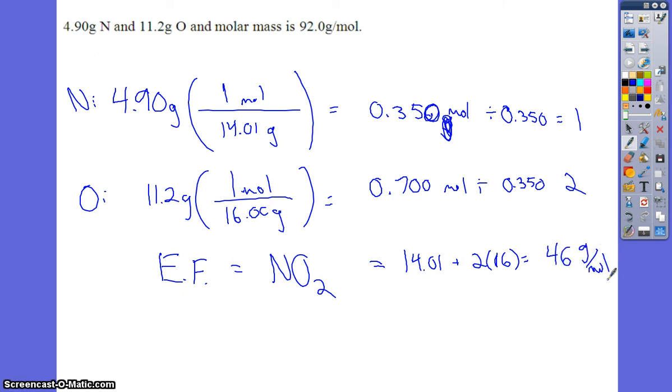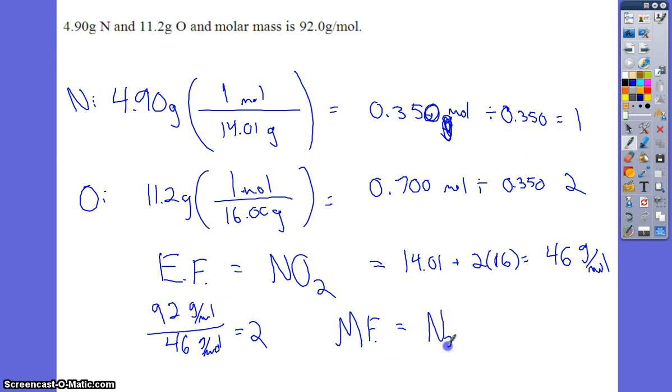So if I take that 92 grams per mole and divide by 46 grams per mole, I find that equals 2. So my molecular formula must be twice my empirical formula, so it would be N2O4.